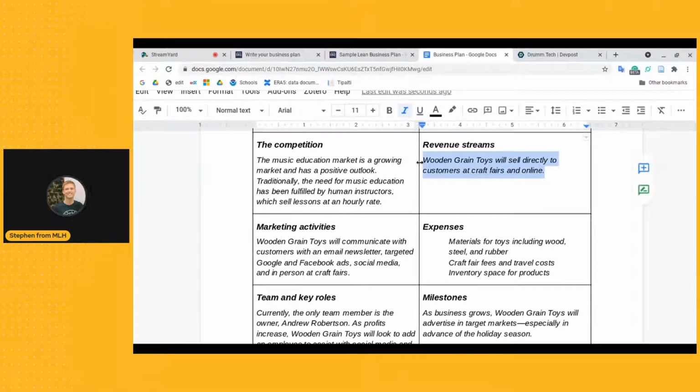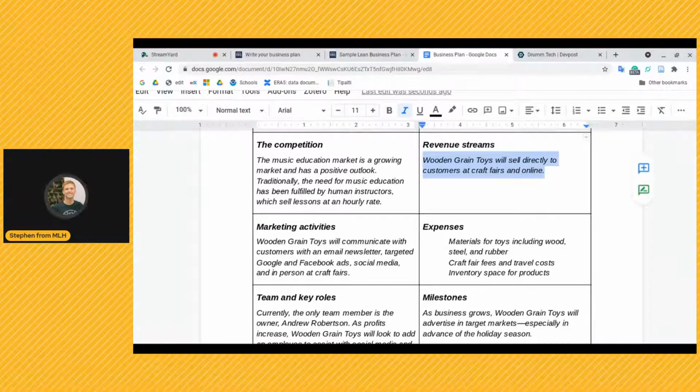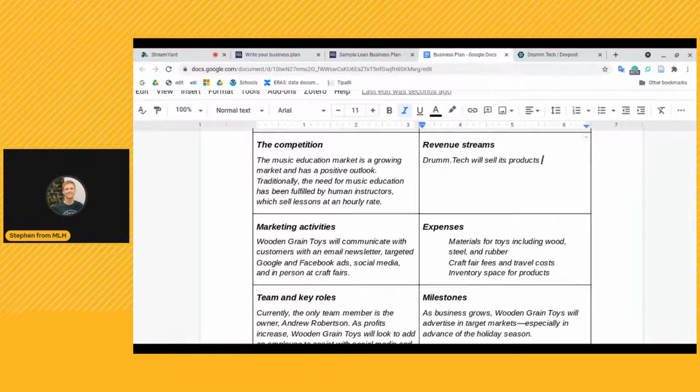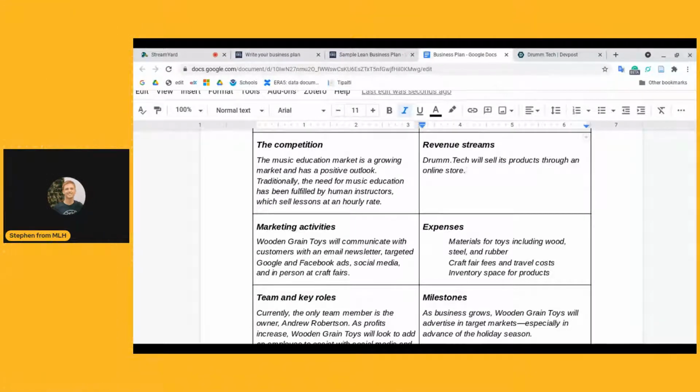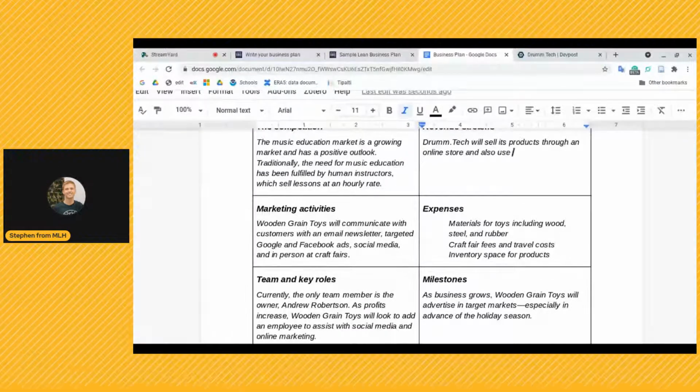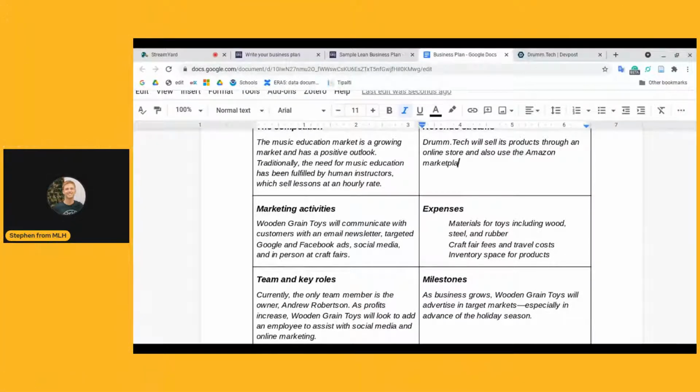The revenue stream is that the music education, that drum tech, will sell its products through an online store. And let's say sell and market its products. Not really getting into marketing yet, but let's just say sell for now then. Sell its products through an online store. And maybe we'll also use the Amazon marketplace, maybe. That might be a common place to sell our technology.